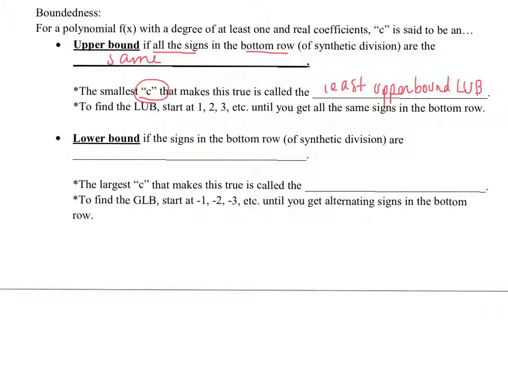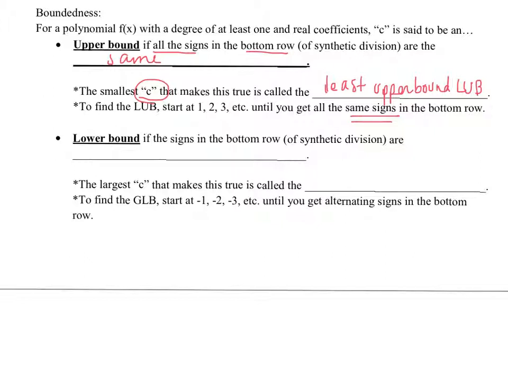Or LUB. To find the LUB, we are going to start at 1, then 2, then 3, and so on until we get all same signs. Notice that C must be an integer, okay? And that's why we start at 1, 2, and 3. Even if it's determined that there are no positive zeros, we still have to start at 1. And then 1 would be our least upper bound.